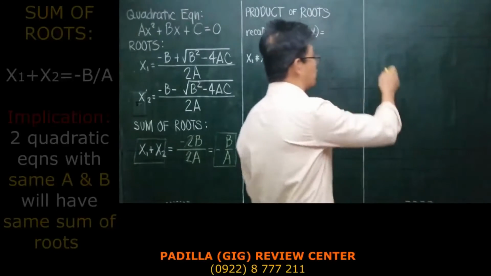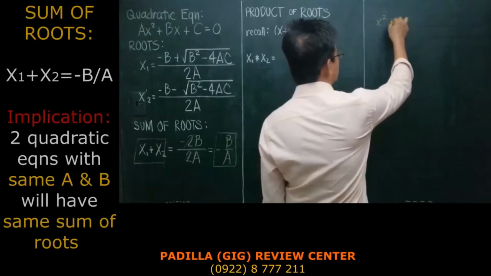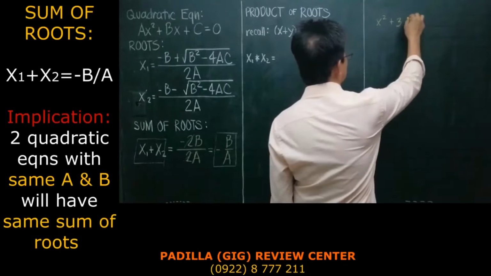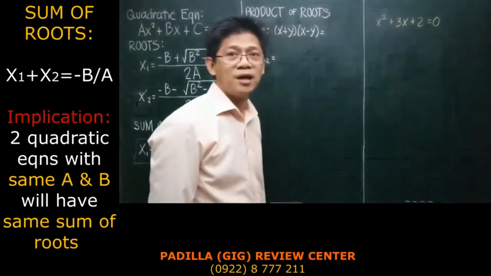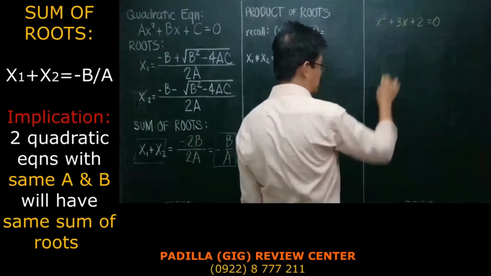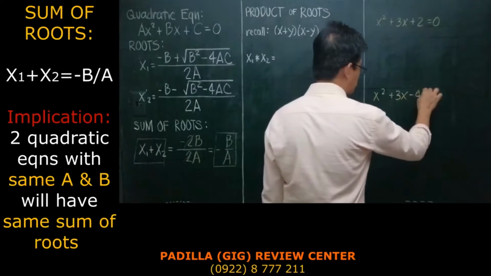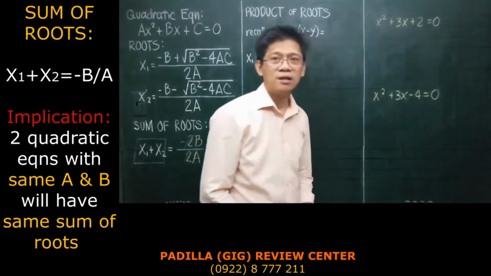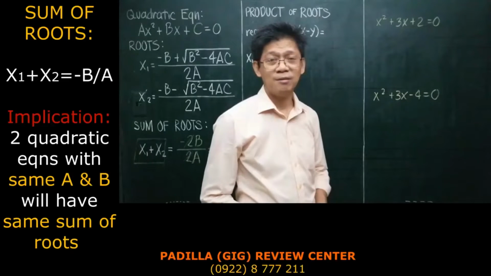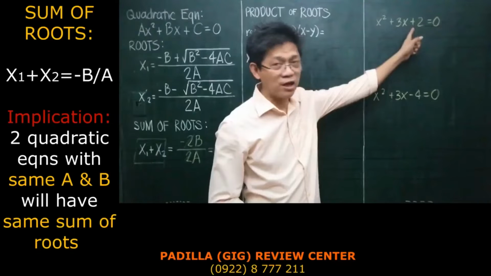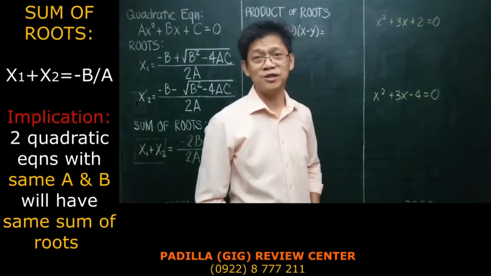For example, we have the equation x squared, a is 1, b is, let us say, 3, x plus 2 is equal to 0. And you have another equation with the same a and b: x squared plus 3x minus 4 is equal to 0. Definitely, this equation and this equation have different roots because they are having different values of c. Different c, different equation, different roots.